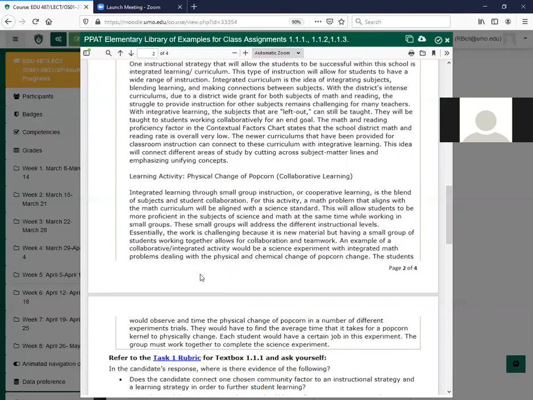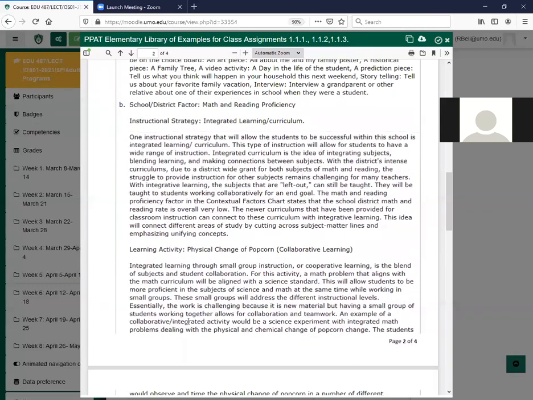Okay, it says, where does the candidate explain how each learning activity for the student learner? We hit that. I think we did both of those. And there was also, which we didn't need for this particular one, a rationale offered. And I think the individual who talked about the integrated learning talked about the rationale: with integrated learning, the subjects that are left out can be taught. That's the reason why we have it, because if there's some left out, they can still be taught. So do you have any questions about that?